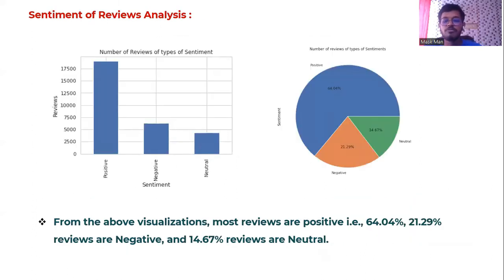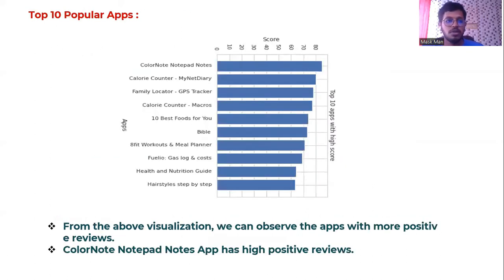And the sentiment of review analysis. When it comes to analysis of the user reviews data set, there is a feature, sentiment. In this feature, we have three types of categories: positive, negative, and neutral. Most of the reviews are positive, like 64.04%, and 21.29% of reviews are negative, and only 14.67% of reviews are neutral.